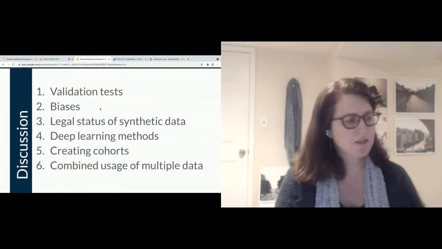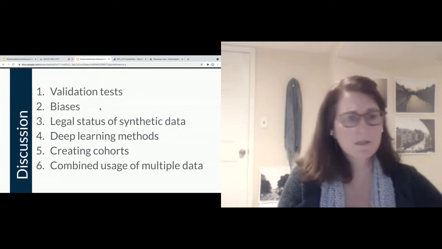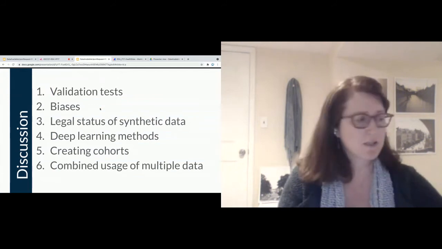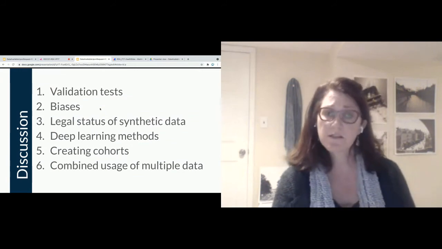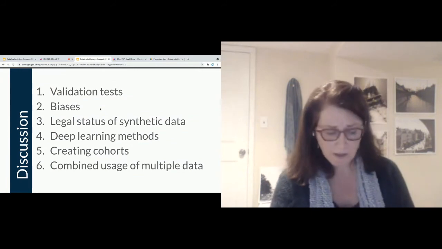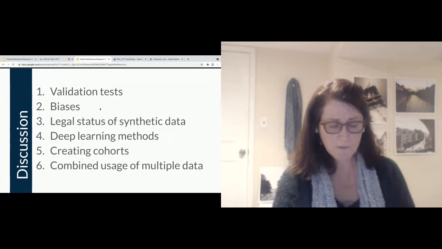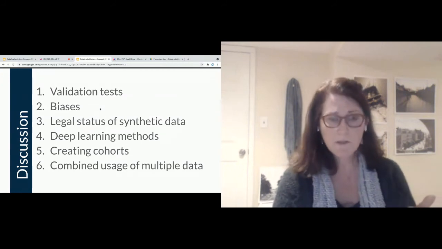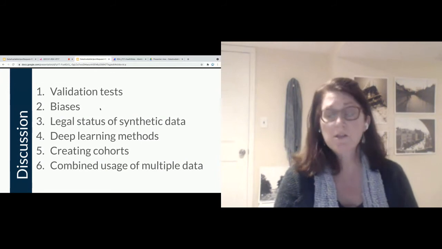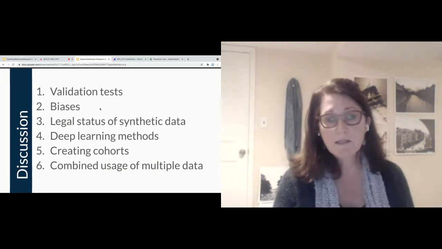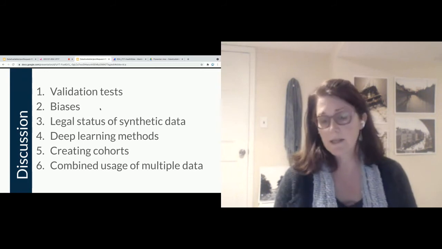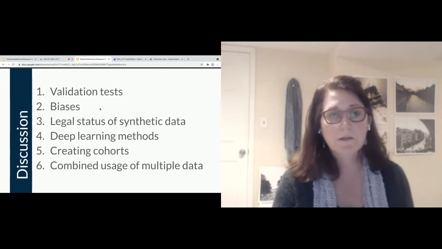So some of the discussion questions that we said we would talk about: we need to talk about the validation tests, the biases, the legal status of synthetic data, the deep learning methodology, some questions coming back to Minos's talk, the legal coming back to Edwin's, the deep learning methods, creating cohorts based off of these synthetic data, and then combined usage of multiple data sets and data repositories.